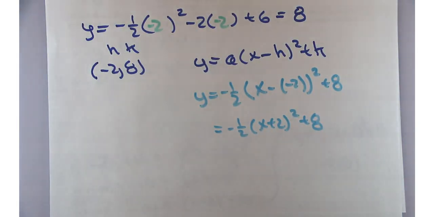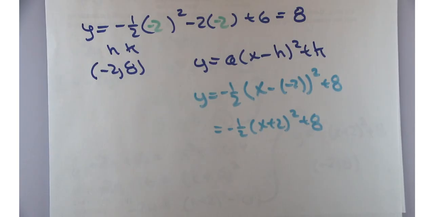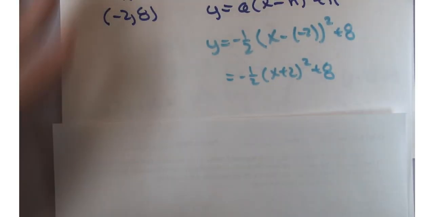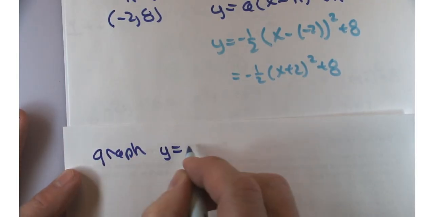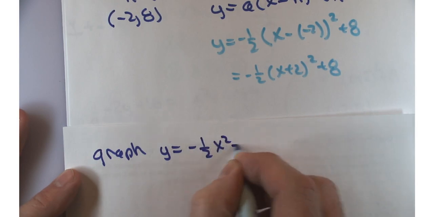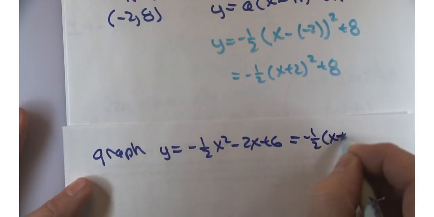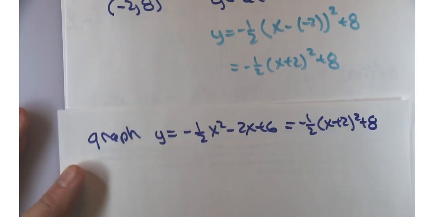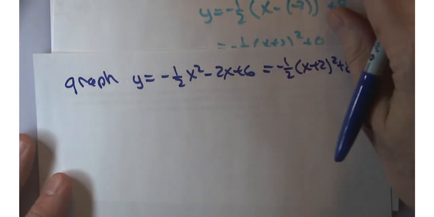What's the advantage of having it in that form? Well, the advantage of having that form is you can tell what the vertex is, and you can graph it. In fact, let's see about graphing this. Find some key points for this polynomial. So we're going to graph y equals negative 1/2 x squared minus 2x plus 6. That's also equal to negative 1/2 times (x plus 2) squared plus 8. So you're free to choose either one of these.